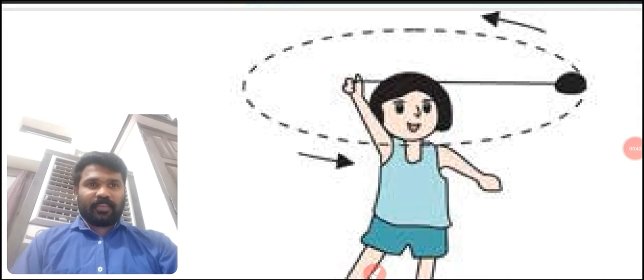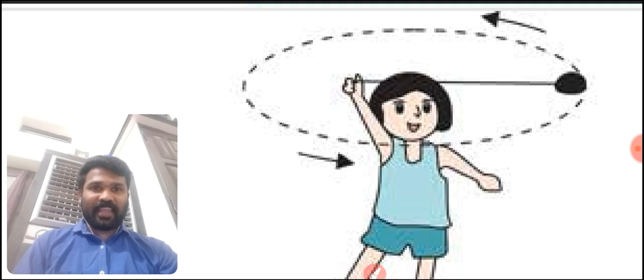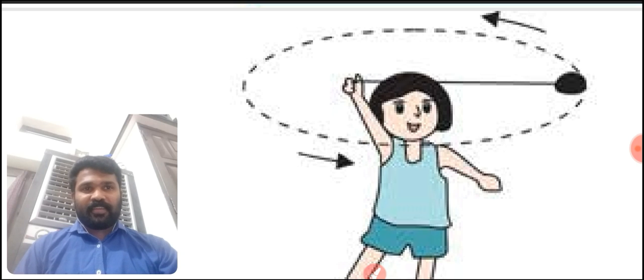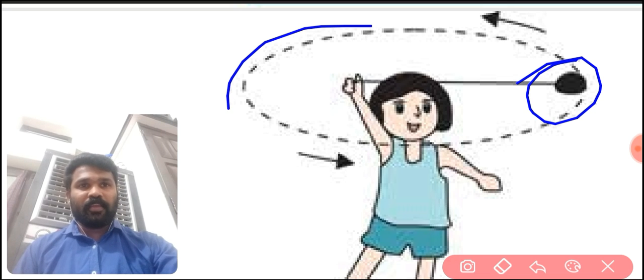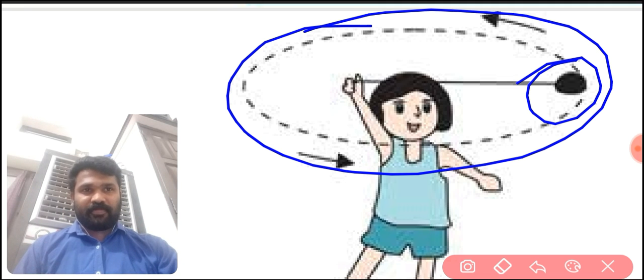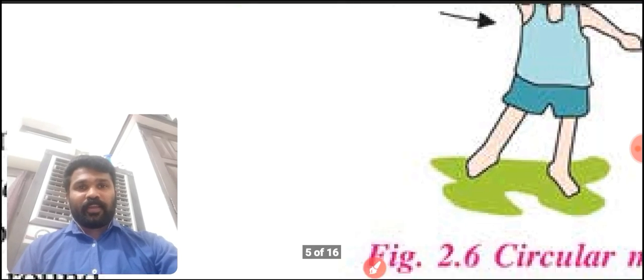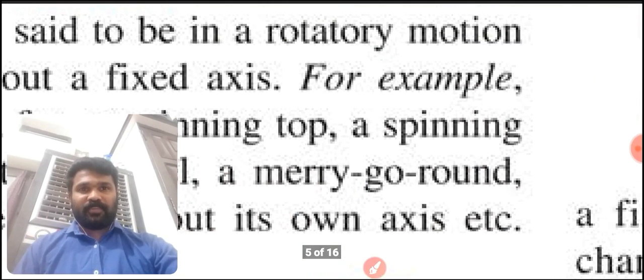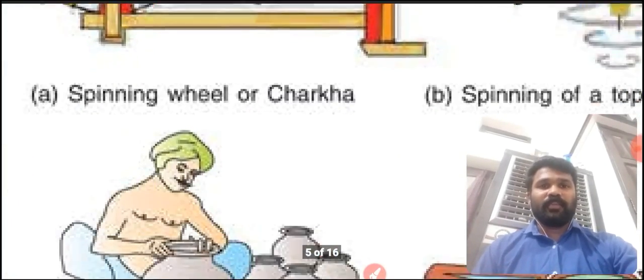Okay students, you can see here in the diagram a boy is doing one activity. Have you done this activity any time in your life? Did you play like this? You see the movement of the ball here, the ball is moving in a circle. Okay students, so this type of motion we are going to discuss today, that is circular motion.